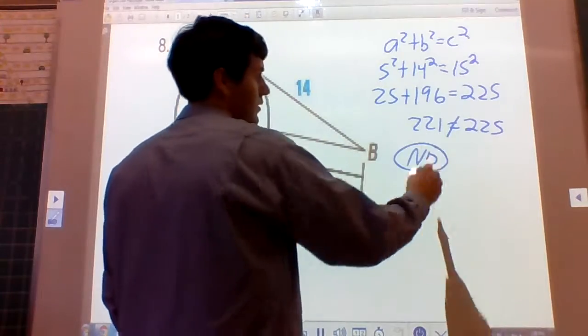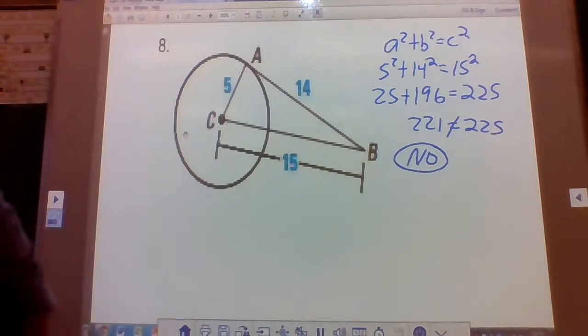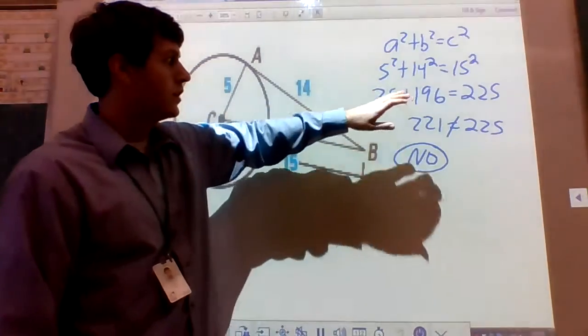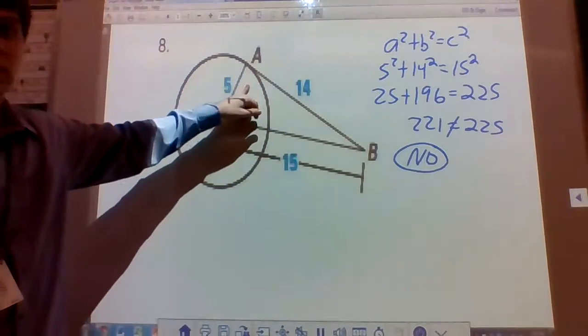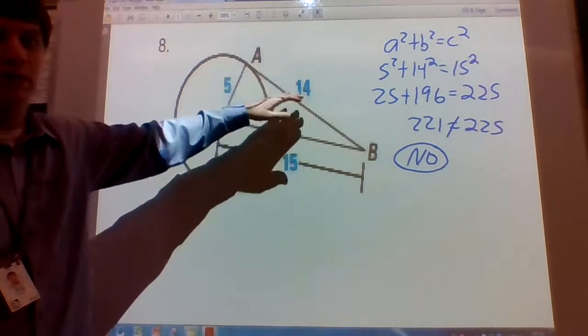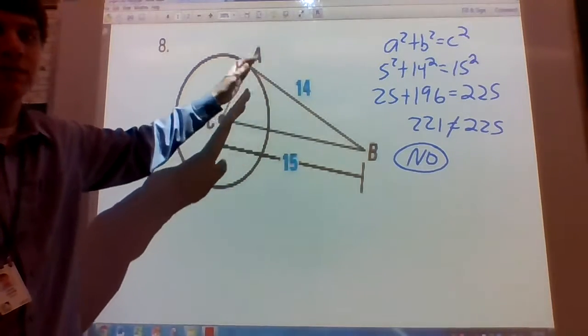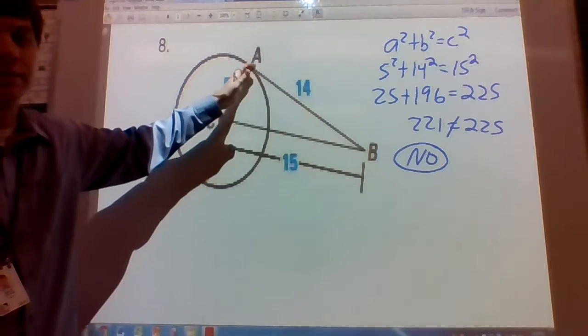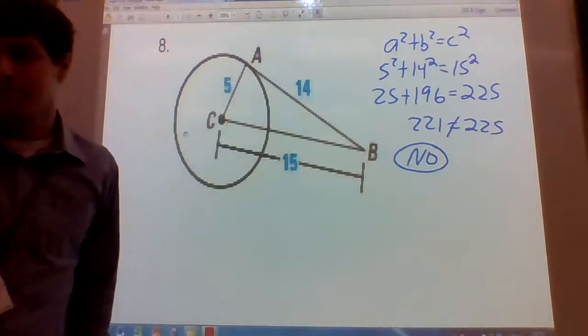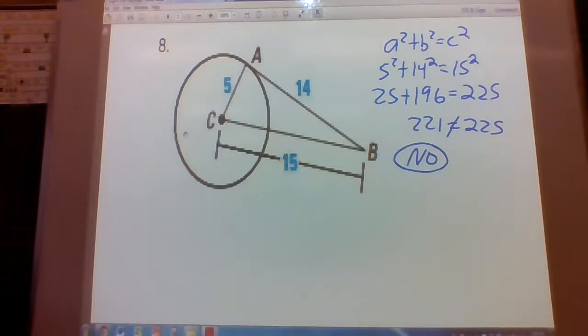Line AB is not a tangent line. If line AB was a tangent line, then a squared plus b squared would equal c squared, and this would be a right triangle. And you'd have a right angle and you'd have perpendicular lines. But since it's not a right triangle, it's not a right angle. And since it's not a right angle, the radius and the tangent line are not perpendicular. So it's not going to be a tangent.